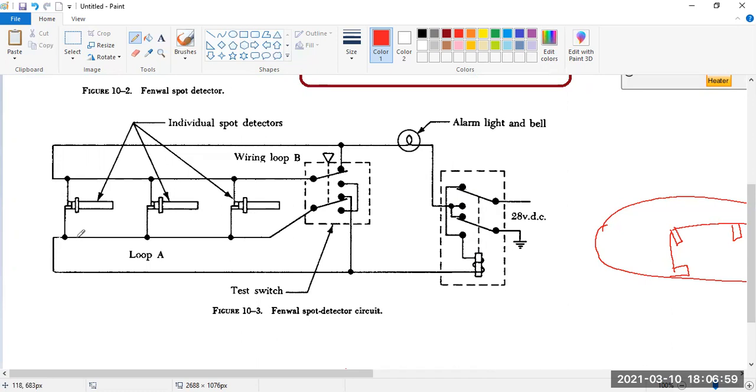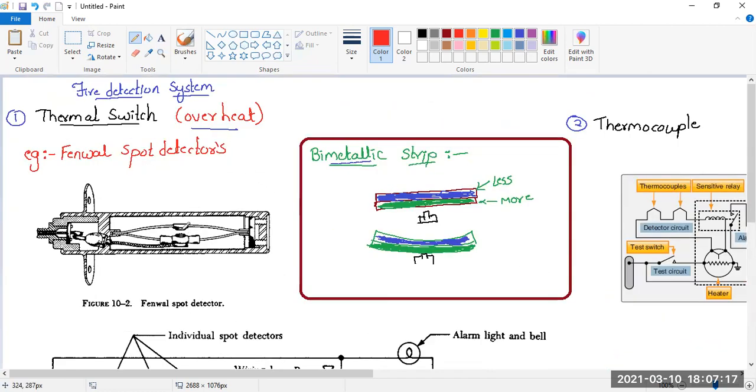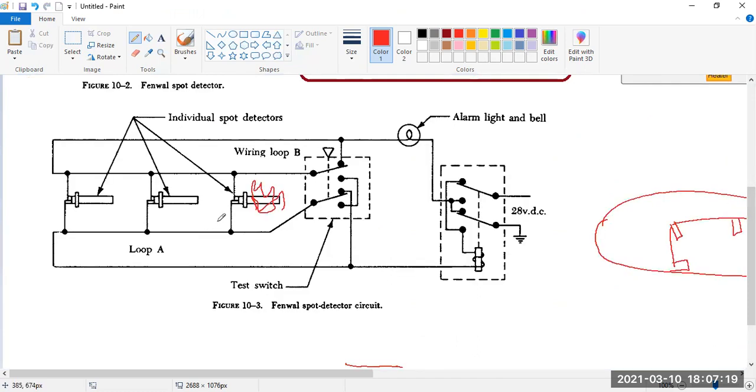This supply comes over here, and until and unless the thermal switch is completed, the signal cannot go forward. So whenever any one of the thermal switches detects the fire, let us say this one is the one which is detecting the fire, the same thing will happen inside this thermal switch. This will come in contact with this. As the two metals come in contact, the circuit is completed, electricity will run from this and go into the alarm circuit. Alarm can be a simple sound alarm or it can be a light, but we prefer both of them. So both will be illuminated in the cockpit. That is the working of the detector.